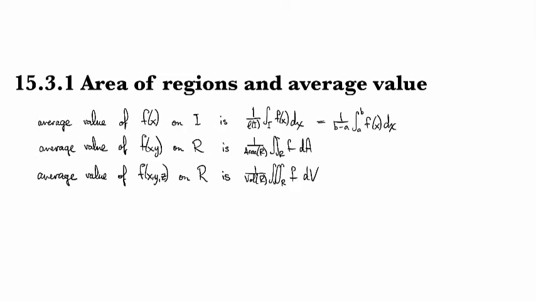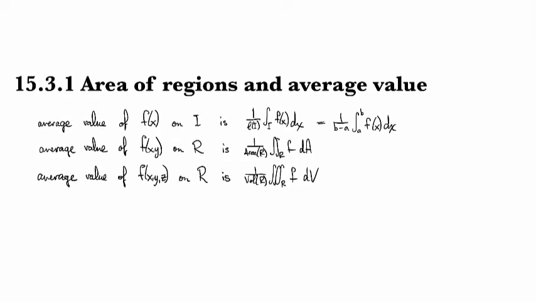All right, so it's the same idea for all of these. You integrate the function over the region, whatever dimension it has, and then you divide by the measure of that region. And measure could mean length or area or volume, depending on what dimension you're in.